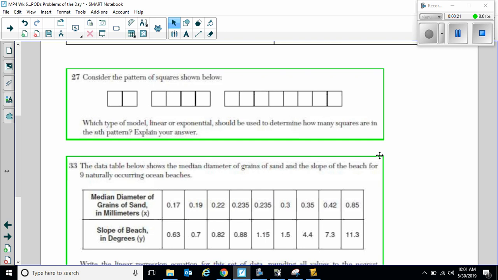So the question is asking, consider the pattern of squares shown below. So I start with 2 squares, and I go to 4, and then it looks like I doubled it again, and I go to 8. So which type of model, linear or exponential, would you use to determine how many squares are in the M pattern? Explain your answer. Now, when they talk about this M pattern, that's just a nice way of saying, well, what's the equation for this function?